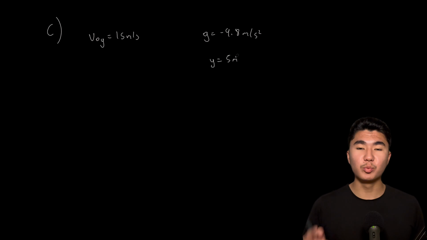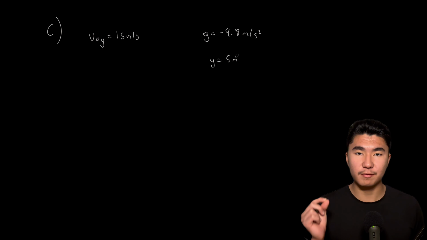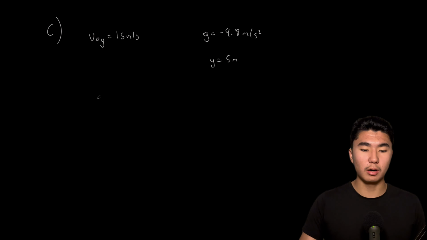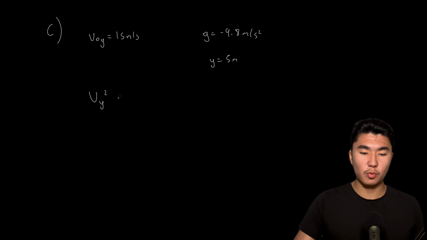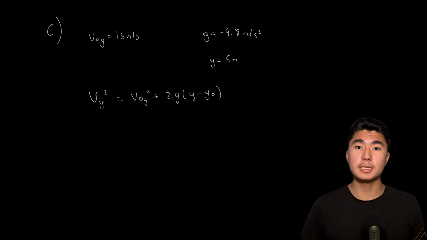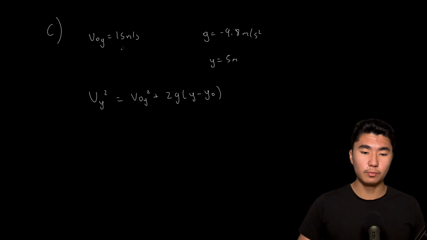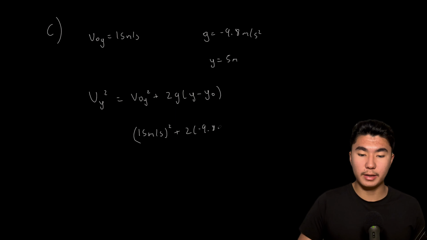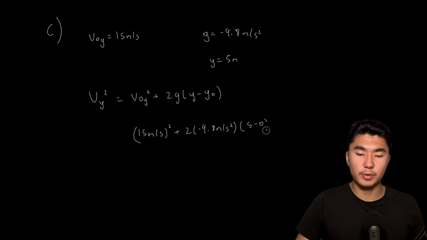Now the thing is, we don't know the time at which we reach this 5 meters. So we need to use our equation of velocity squared equals initial velocity squared plus 2 times gravity times y minus y0. And if we plug in our numbers, we are trying to find our velocity at that certain position. So we're going to plug in 15 meters per second, and this is going to be squared plus 2 times negative 9.8 meters per second squared, and this is going to be 5 minus 0. We could also just put 5.